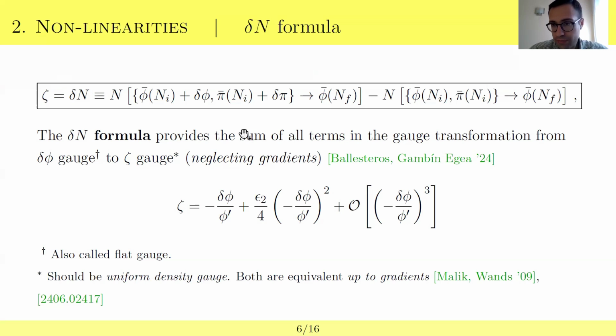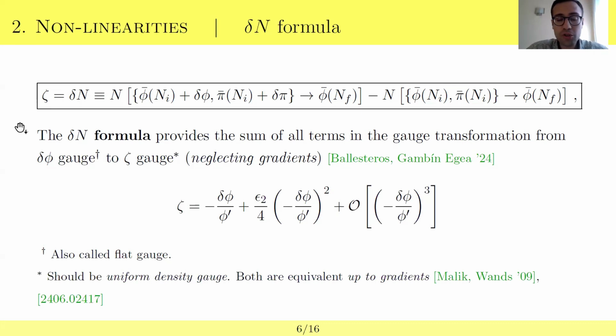The idea of this formula from a practical point of view is to compute the number of e-folds elapsed from some perturbed field configuration until a later stage of inflation, and from that subtract the fiducial number of e-folds starting from unperturbed initial conditions until the same later stage of inflation. And this difference in the number of e-folds, hence the name delta N, corresponds, up to gradients, therefore this is only valid on superhorizon scales, with the curvature perturbation zeta defined on uniform density slices.